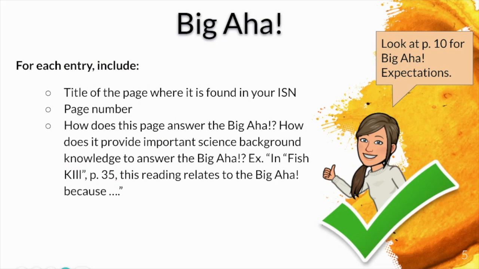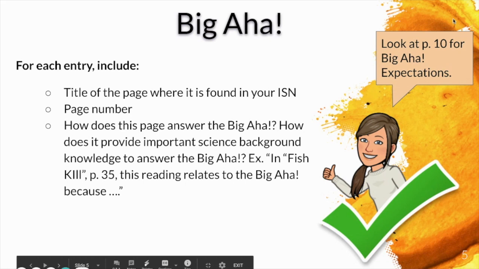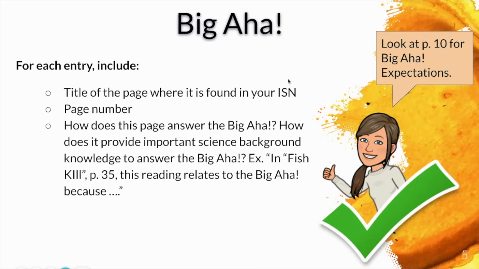Now, what are the expectations for a big aha? First off, you have on page 10 a list of expectations for the big aha pages. So each page needs to have the title of the page where it's found in your ISN, the page number, and then also how does this page answer the big aha question? You know, what do you understand from this page? You know, how does this provide important scientific background to answer the big aha? So for example, you might write something like, in the Fishkill, page 35, this reading relates to the big aha because, and then you go from there.